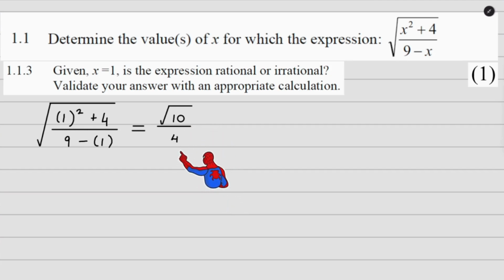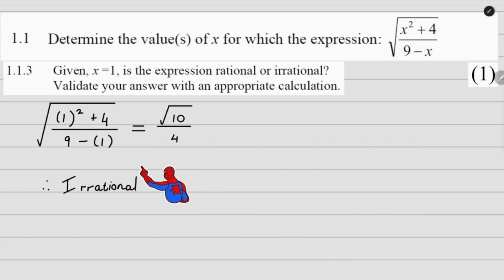And that root 10 over 4 is kind of talking to me. So if I have a root in my answer, then it's definitely going to be irrational. If this simplified to like 2 over 3 and there were no roots, then it would definitely be rational. So the root is my trigger to recognize that this thing is irrational. So I've just got to answer their question and say therefore irrational.